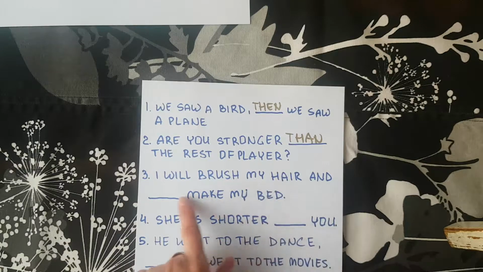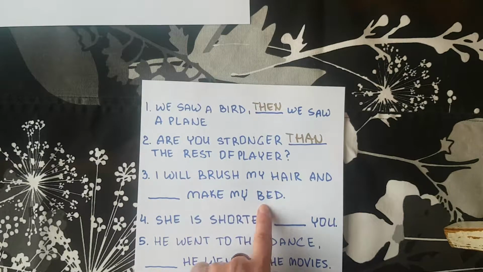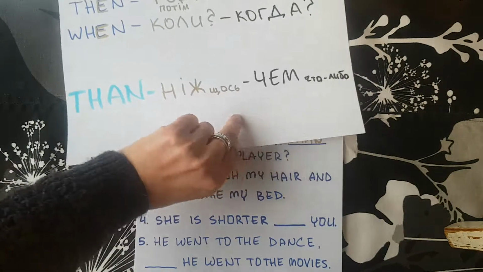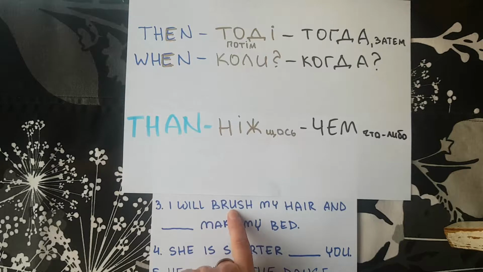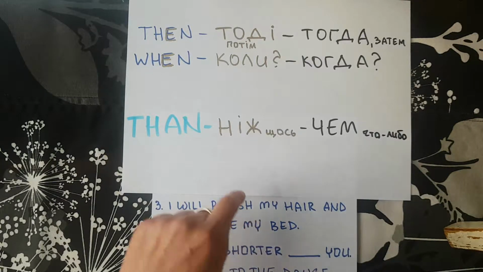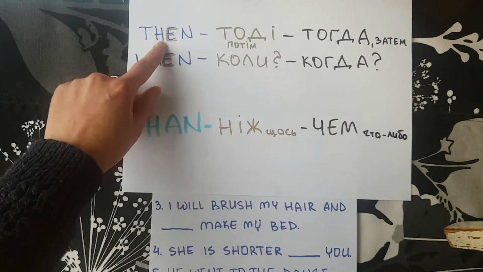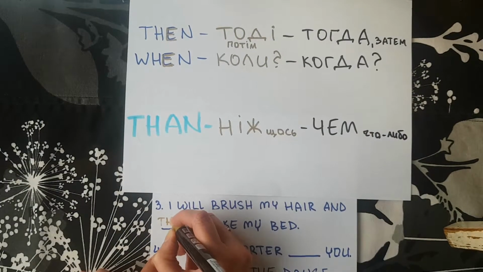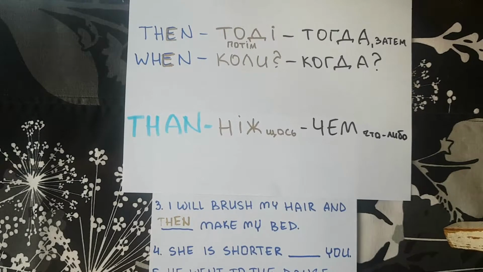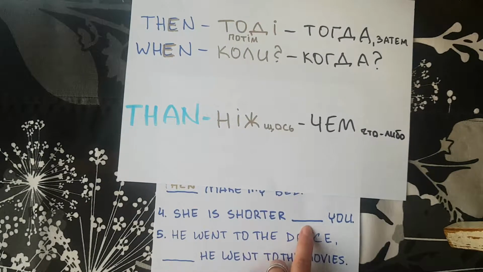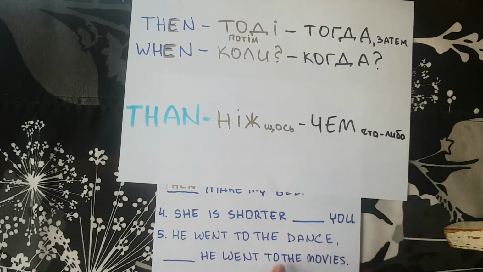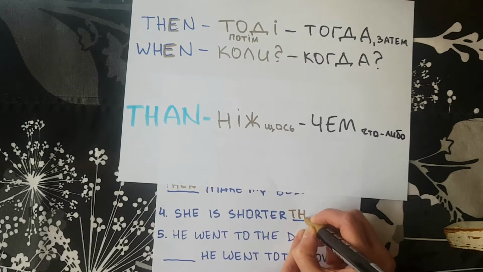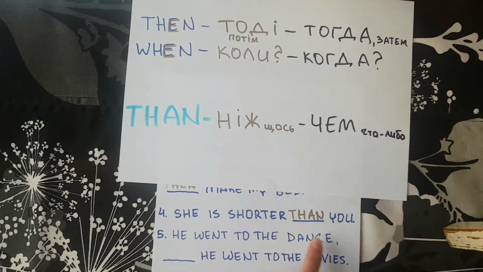I will brush my hair and then make my bed. Which then is here? We're doing something. I'm going to give you a second to guess. When I am doing one thing, brushing my hair and then making my bed, there is a time. So I'm using this then. If there's a time, then it's that. Next one. She is shorter than you. She is shorter than you. It's a than because there's a comparing action. I'm comparing her to you.